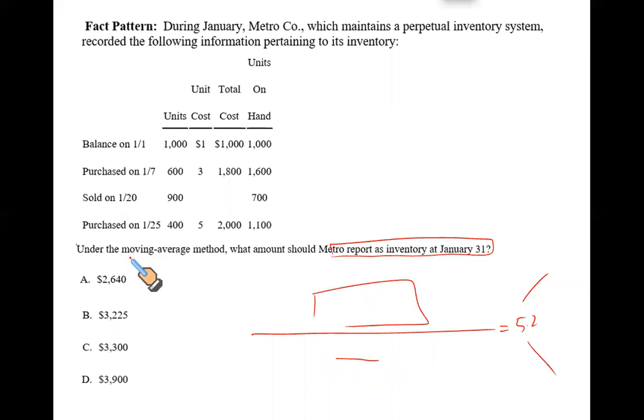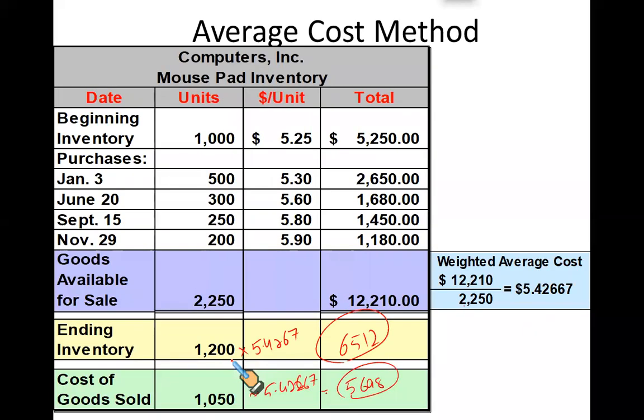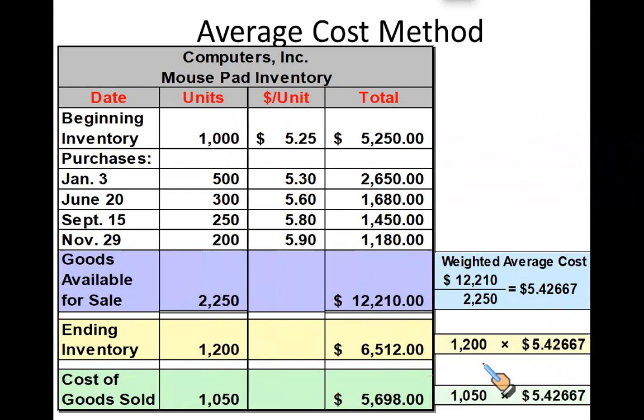But under moving average, remember, moving average is used under the perpetual method. The average cost method or weighted average method is for periodic. In periodic, I didn't distinguish between what I bought and when I bought. I simply calculated the value of all my inventory divided by the total units available. I used a single rate to value my ending inventory and my CGS. This is weighted average, and this is periodic, right?